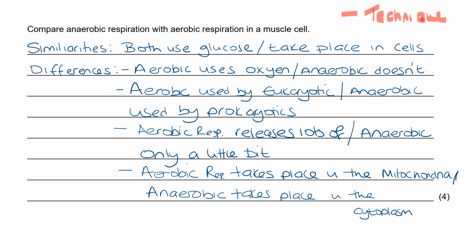Thirdly, aerobic respiration releases lots of energy, whereas anaerobic respiration only releases a little bit. And finally, aerobic respiration takes place in the mitochondria, whereas anaerobic respiration takes place in the cytoplasm.